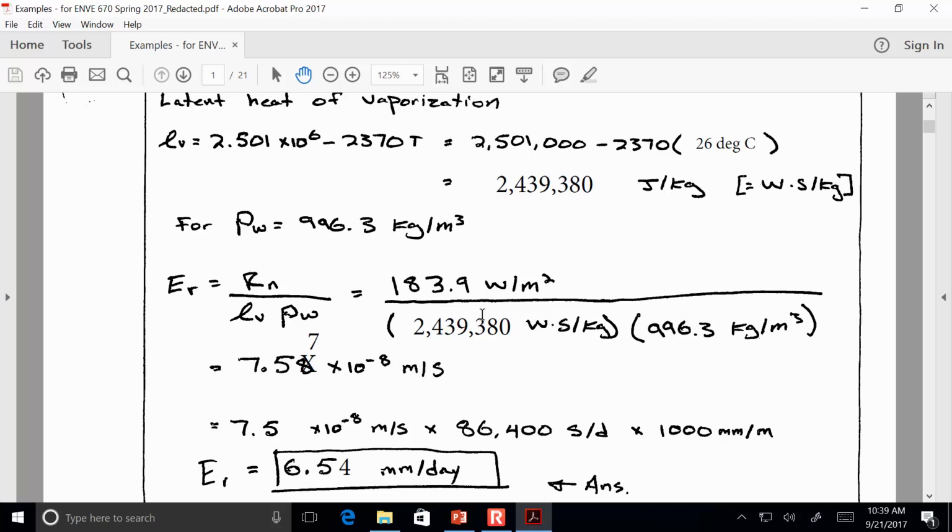And then finally, there's a combined method that is a weighted average of the energy method and the aerodynamic method. And so it's saying in the combined method that both of these factors contribute to the overall change in energy, both the energy availability and the rate of transport away from the liquid surface.